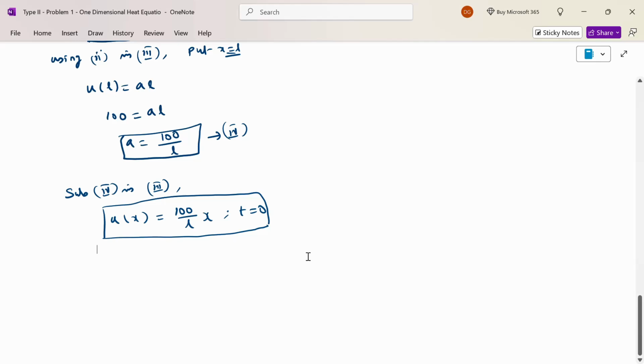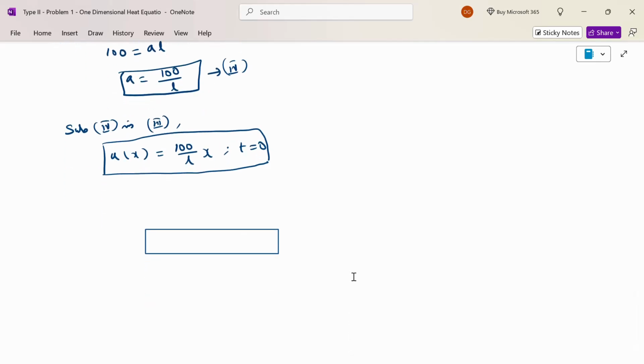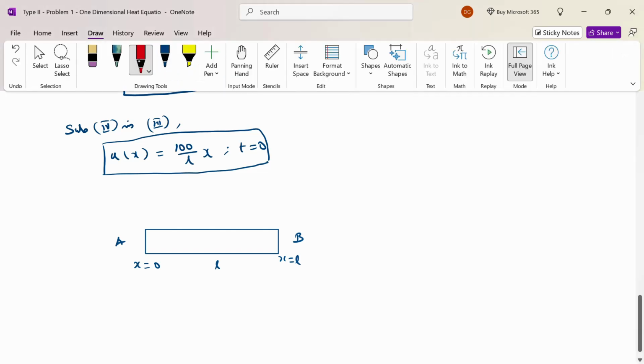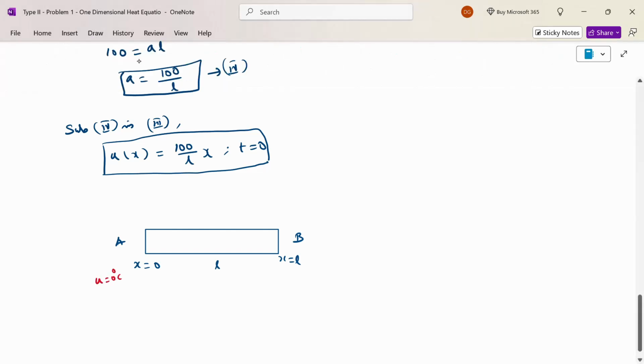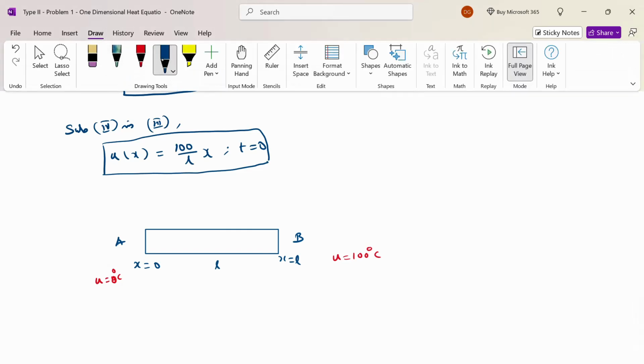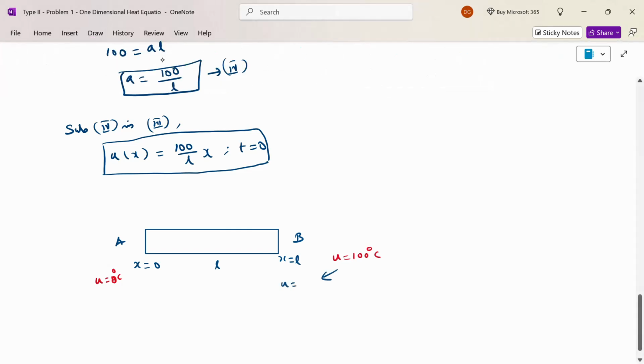Now what are the changes? This is the rod I am considering. In this rod, A is one end, B is the other end, x equals 0 to x equals L, which is the length. So earlier what was the value? The temperature at this end was 0 degrees and at the other end 100 degrees, and then B is suddenly reduced to 0 degrees Celsius, but A has no change, still 0 degrees Celsius.